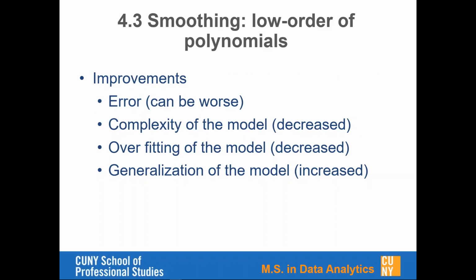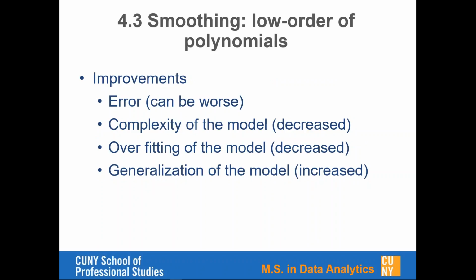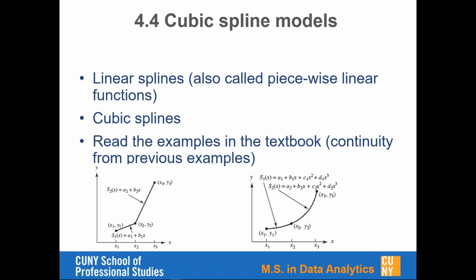But on the other end, if you have a high order of polynomials, you probably have less error, but your model is more complex, and you have a potential overfitting problem, and it has less generalization capability if you have a higher order polynomial. So that gives you a sense of which model you would be able to pick. And then linear splines is also called piecewise linear functions.